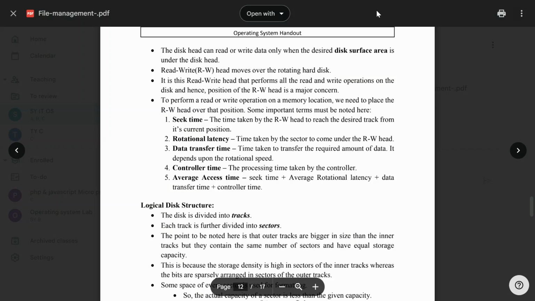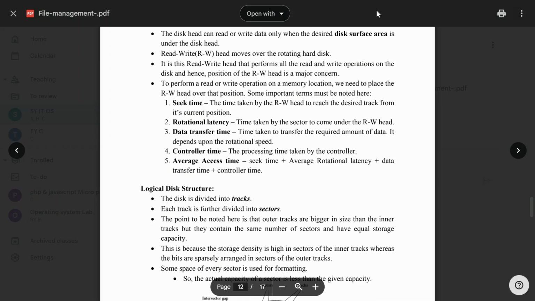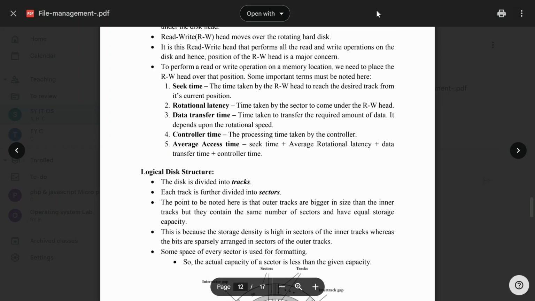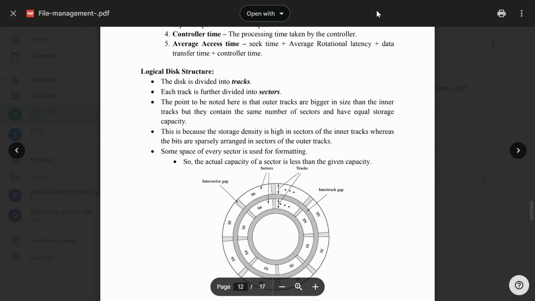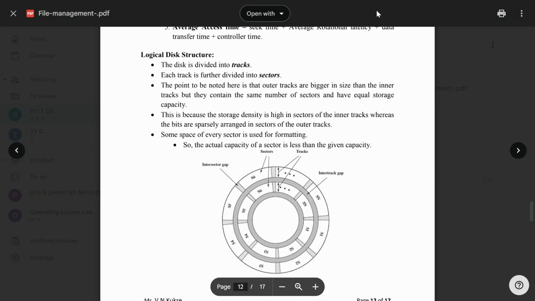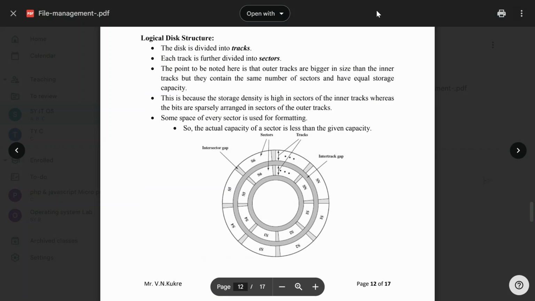Now, the next part is logical disk structure. This was our physical disk structure, and now we are going to see the logical disk structure. The disk is divided into tracks. The platters are divided into tracks, and each track is further divided into sectors. We can see in the diagram sector 1, sector 2, sector 3, up to SN, that is the nth sector.